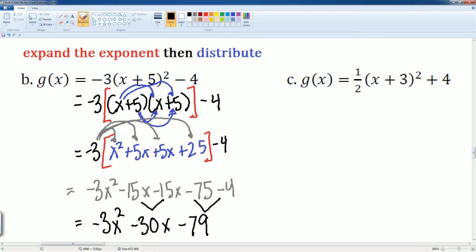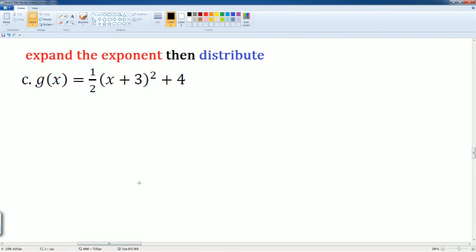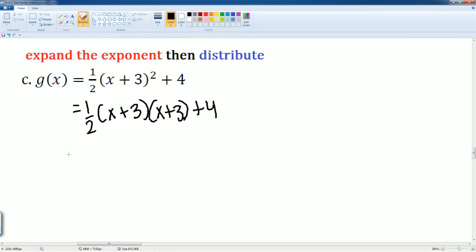Let's do the last one. We are going to, again, expand the exponent and then distribute. The first step here is to expand the exponent. So it's going to be 1/2, then x plus 3 in the first parentheses, then another x plus 3, then you add 4. Now we put this in the red bracket so we can stay organized, and now we're going to distribute.